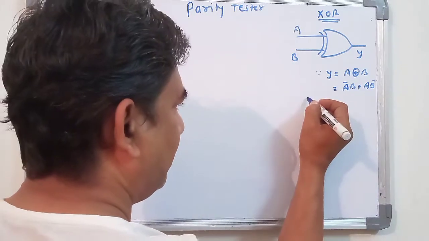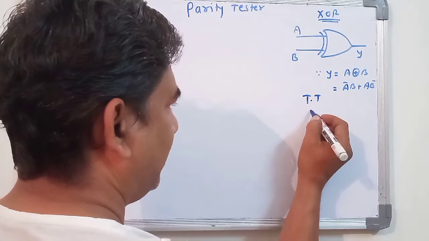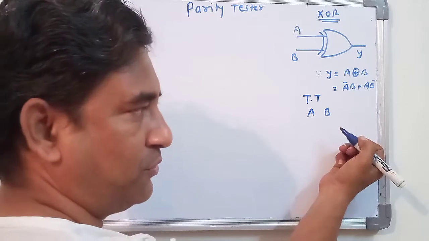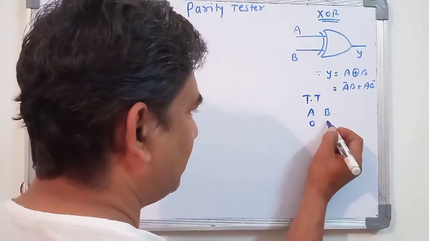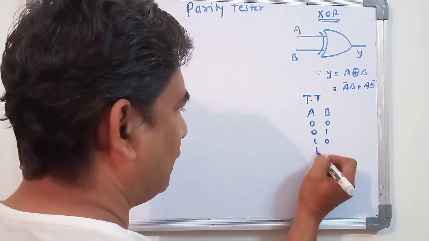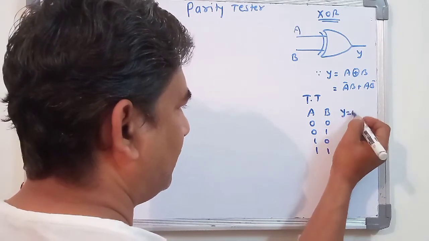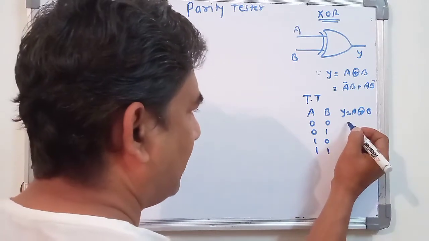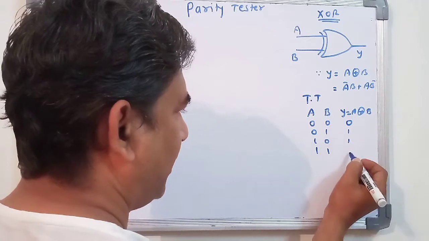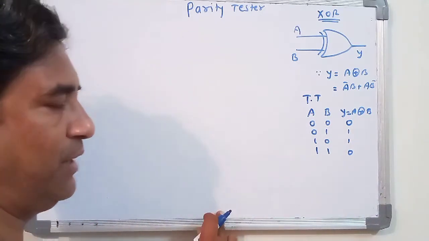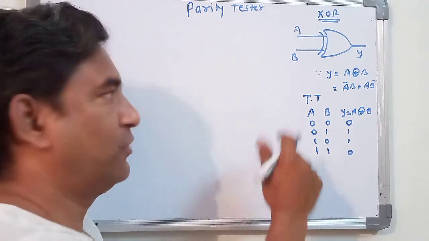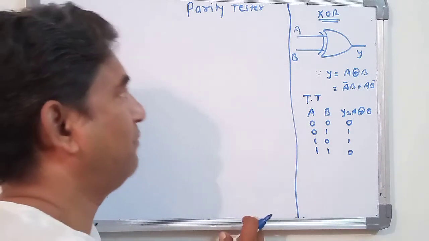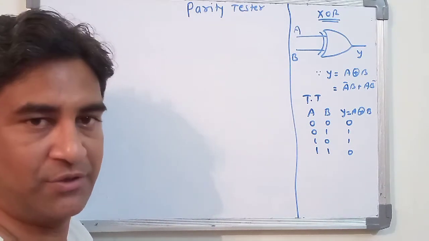Now the truth table followed by the XOR gate: as you know, only two variables are there. Since 2 raised to power 2 is equal to 4, you are obtaining the inputs 00, 01, 10, 11. So Y is equal to A XOR B, giving 0, 1, 1 and 0. This is the table you get at the output of the XOR gate. This table you have to keep in your mind, because from it we are going to design the parity tester.